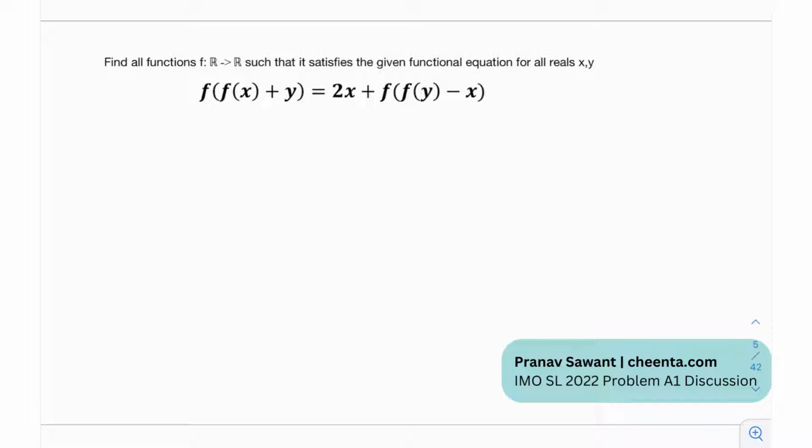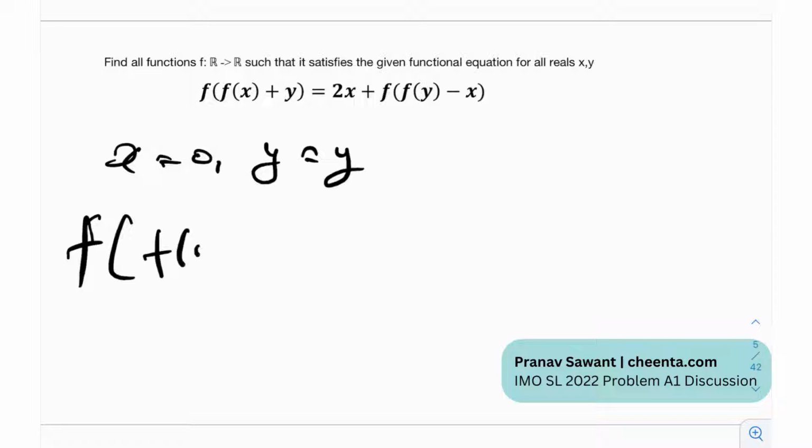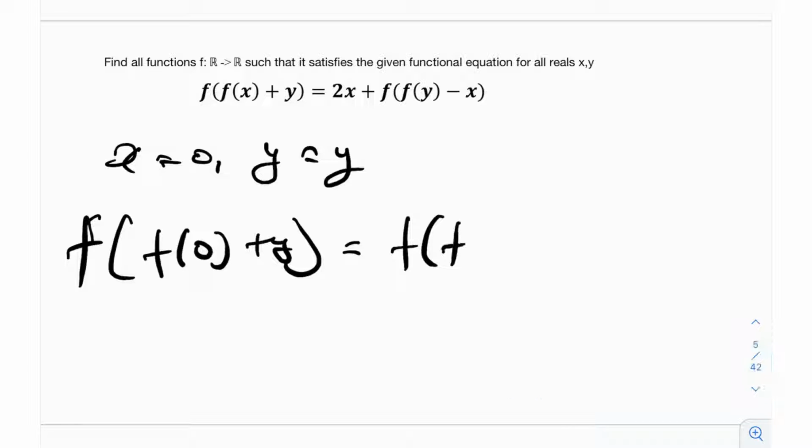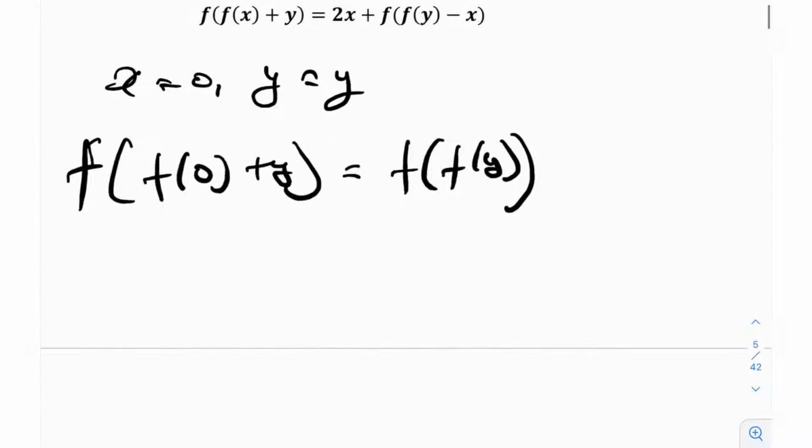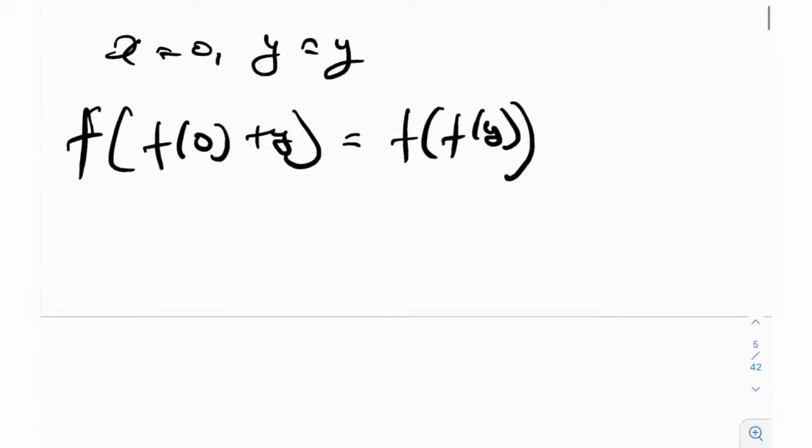So what can we start with? We can potentially start with some substitution. Let's put x equals 0 and y equal to y. Let's just start with this. You could have gone vice versa also, but it's fine. So this gives us f of 0 plus y is equal to f of y. Right? Okay, great. Now the next thing that I can do is put x equals y and y equal to 0.